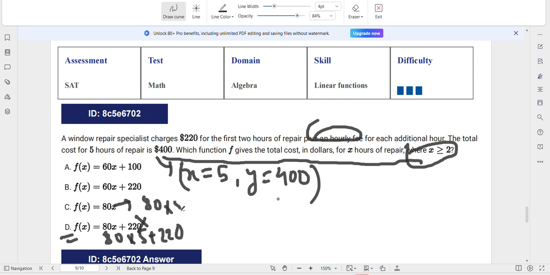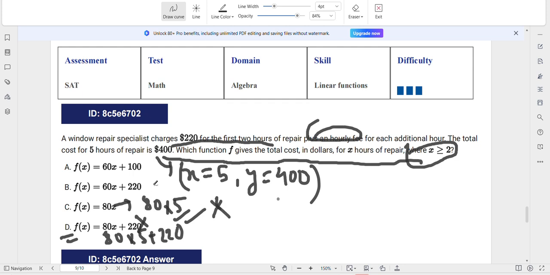Let us use this equation: 80 into 5, is it equal to 400? Yeah, it is. But this cannot be our equation because it doesn't represent our first condition, which means $220 for the first 2 hours. So answer C is also not correct.